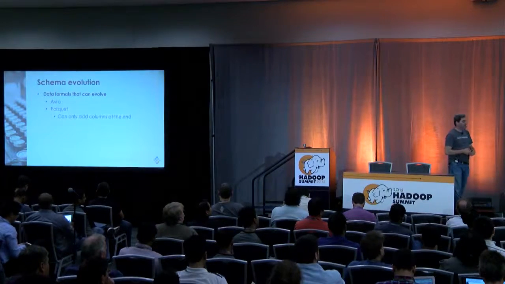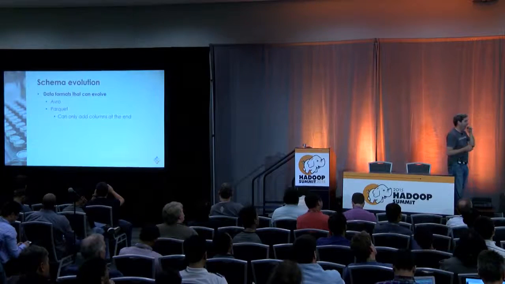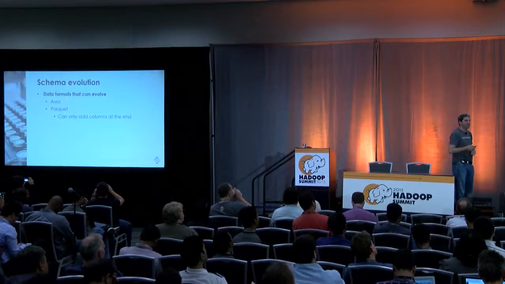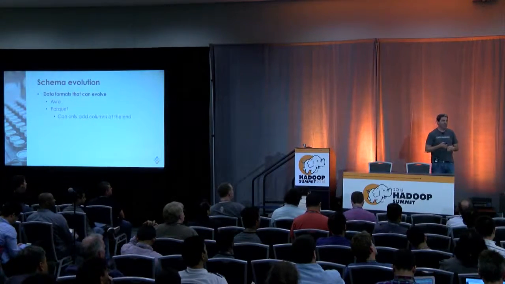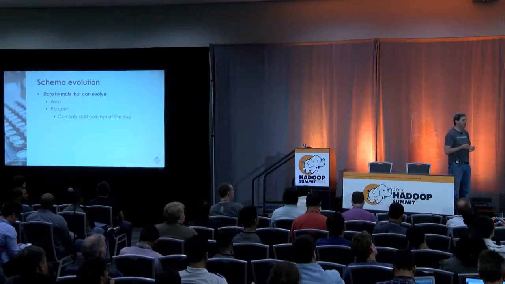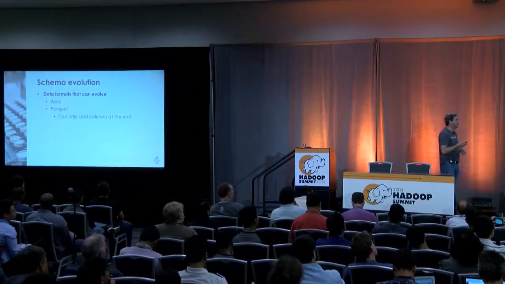Right, data formats that can evolve. As I said, Avro can definitely do this, and the example I will show is with Avro. Parquet, we can do it. We can add columns at the end. As far as I'm aware, ORC you can't do that with. It wouldn't surprise me if they have a way of doing that very soon. It's very powerful. And hopefully they may come into renaming and potentially deleting columns.